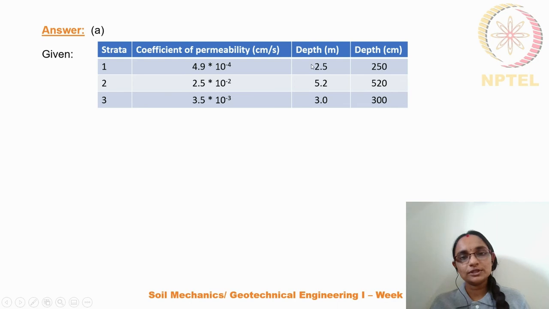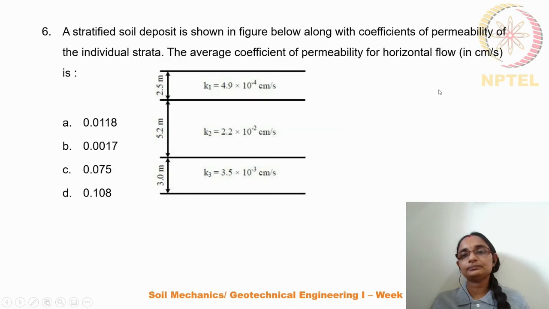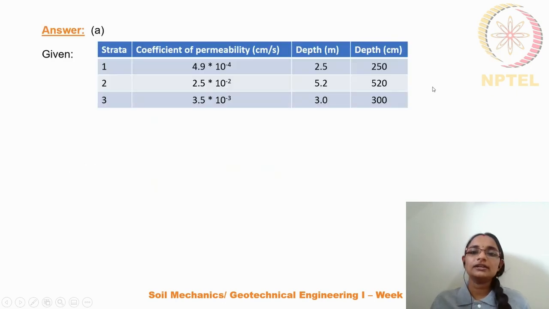To substitute in the equations, we need these two parameters, the depth and the coefficient of permeability, in the same units. Here it is centimeter per second, so the depth should also be in centimeters. Or we should convert the coefficient of permeability to meter per second. But since we are asked to determine the average coefficient of permeability in centimeter per second, we will convert everything to centimeters.